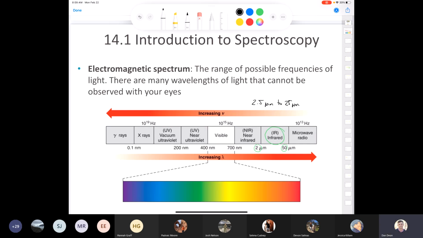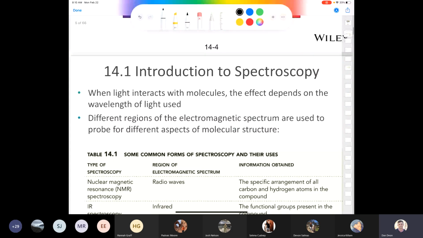And that's going to be important in a little bit, and I'll show you why. But again, that would be a range inside here, right? You go from 2.5 to 25. And that's the part that's going to be important for us in infrared spectroscopy. All right? Okay, well, let's move on from there.